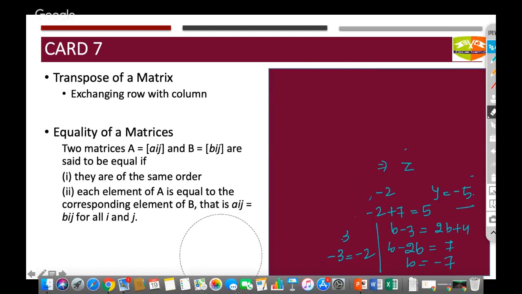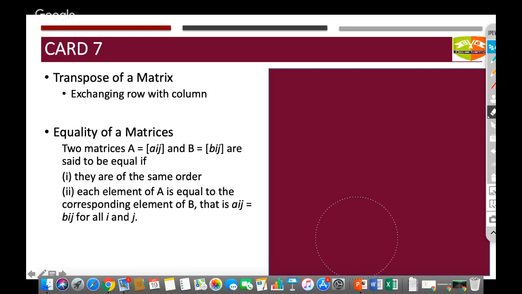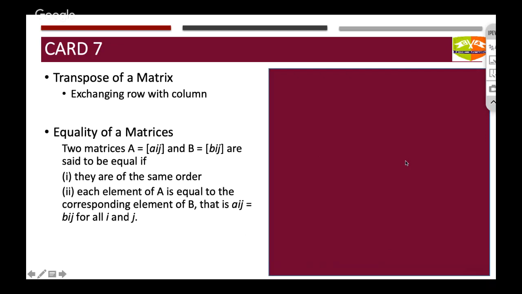So you should always remember that in case of equality, the first and the most important condition is that they have to be of the same order. And the second important condition is that when you are making the elements equal, only the corresponding elements are equal. It has to be taken care of always.